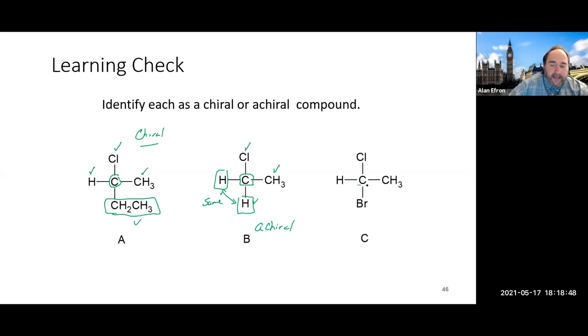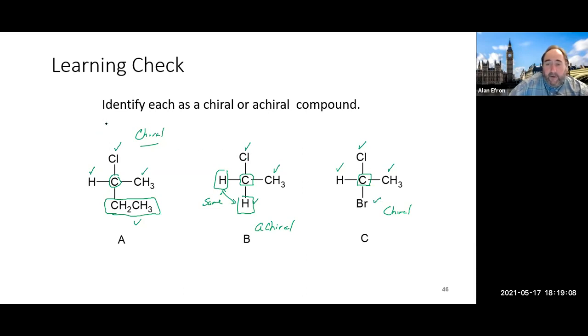Looking at our last guy here, on the carbon we have a methyl group that's different than a chlorine, that's different than a hydrogen, and that is different than a bromine. So that is 4 different groups. That would make this a chiral molecule. Any questions on how you determine that there?